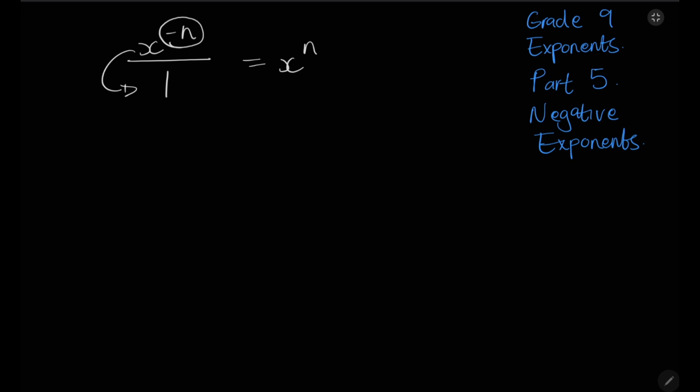Now, if it's in the denominator with a negative exponent, you move it to the numerator to make it positive. For example, if you have, let's say, 1 over x to the power negative n, if you want to make this exponent positive, you take it to the numerator. So you'll have x to the power n. It changes from negative n to positive n.